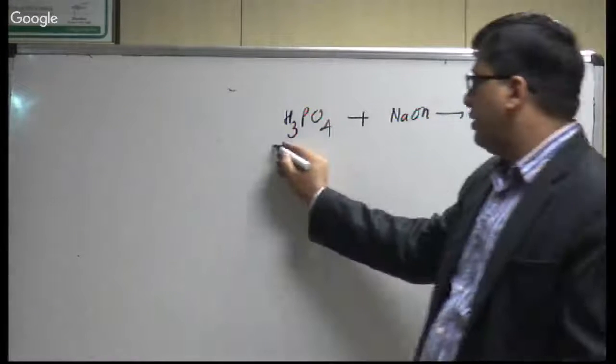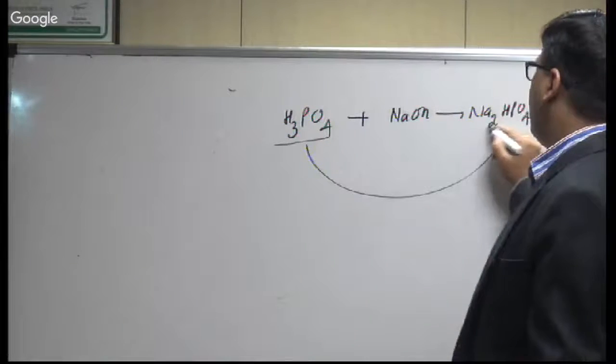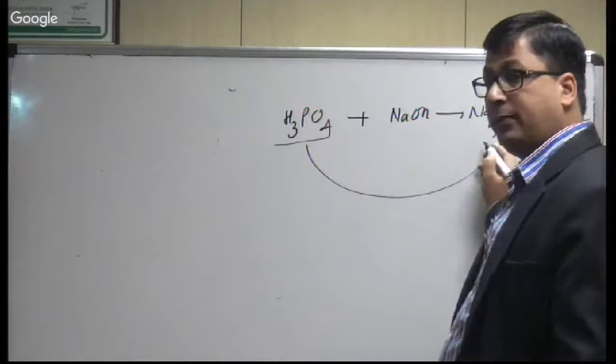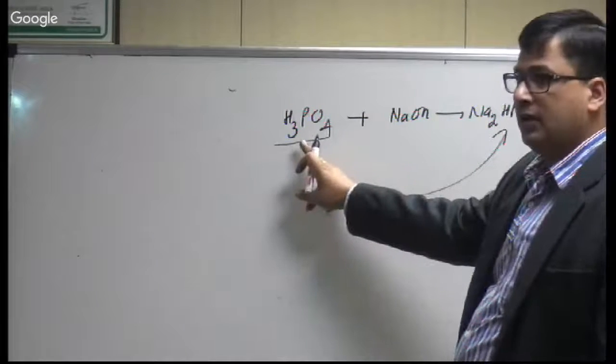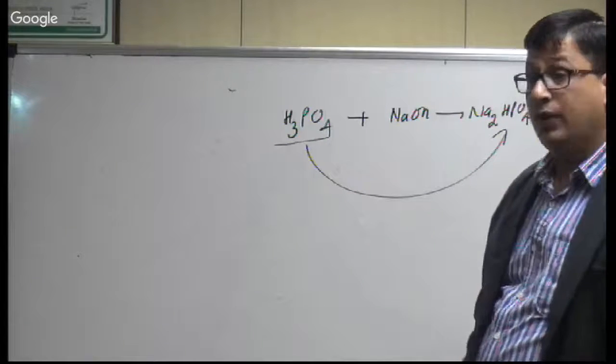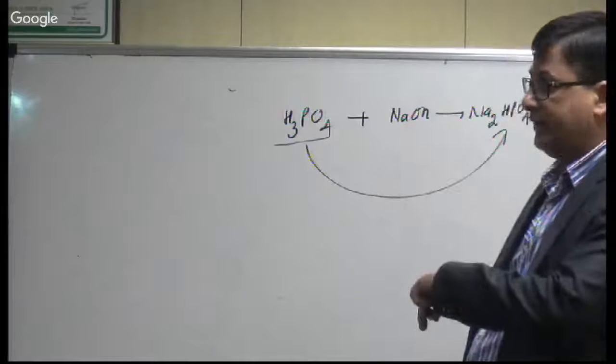This H3PO4 is converted to Na2HPO4. How many hydrogens are replaced? 2. So the N factor is 2. Is it clear? How you define N factor actually in all these reactions?